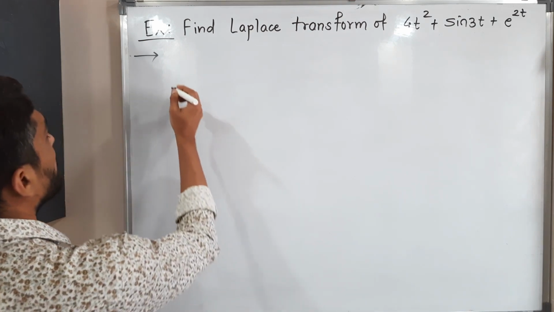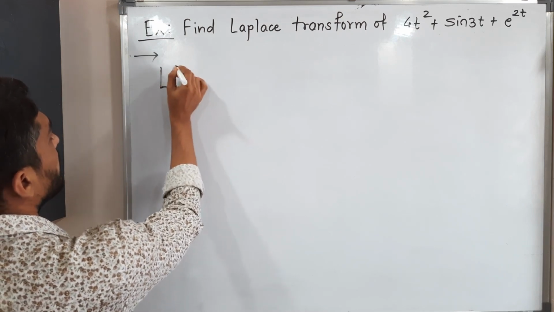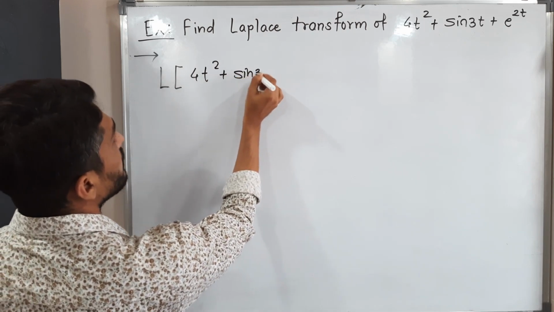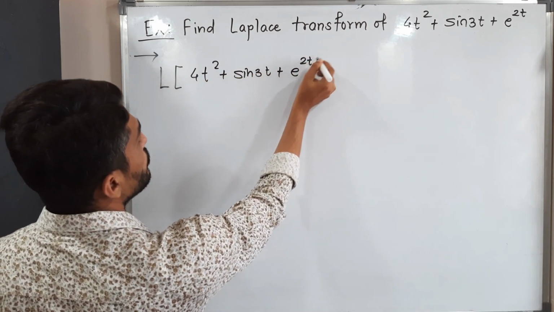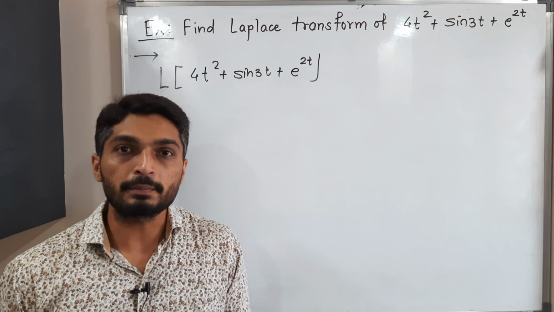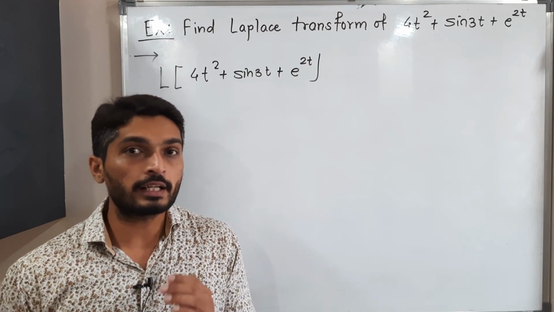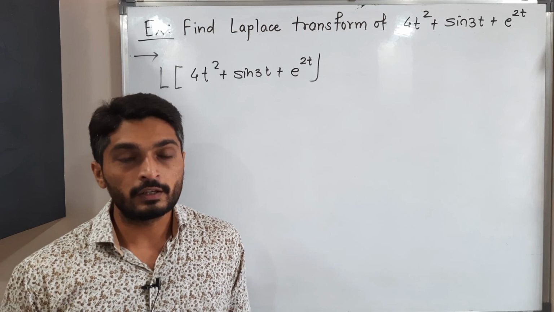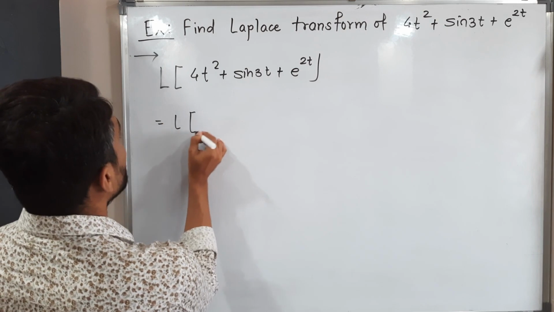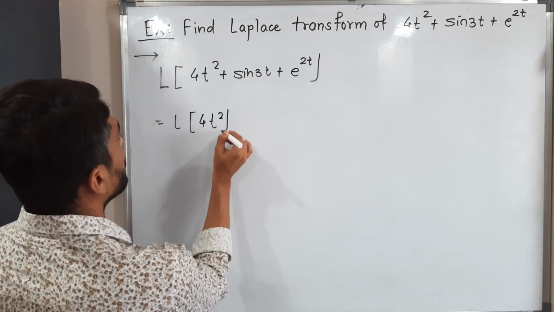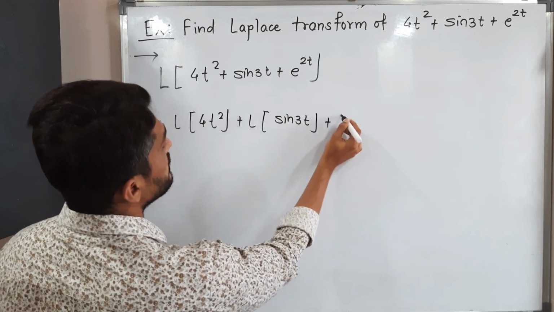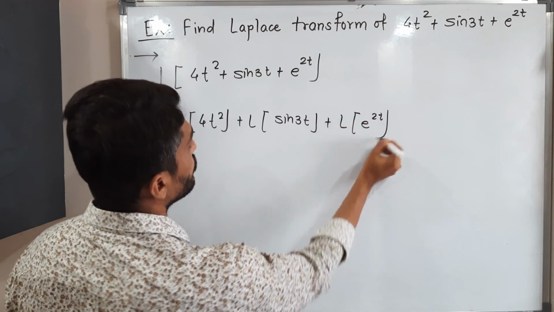I'm writing it first: we have to find the Laplace of 4t square plus sine 3t plus e raised to 2t. As I told you earlier, if there is addition or subtraction, we can take separate Laplace, and if there are any constants, we can take them outside. We will go slowly. So I will take the Laplace of each function separately: Laplace of 4t square plus Laplace of sine 3t plus Laplace of e raised to 2t.